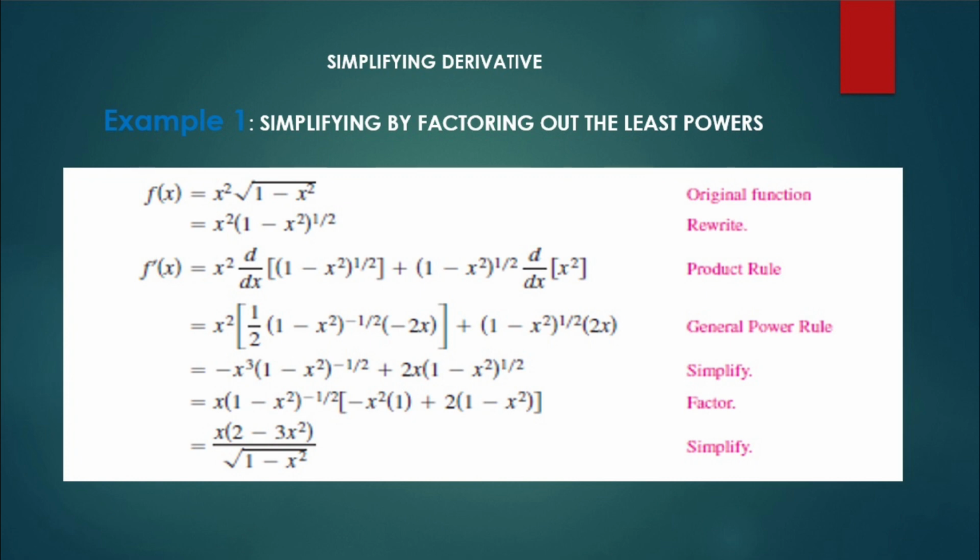So by factoring, we get x times the quantity 1 minus x squared raised to negative 1/2 times the quantity negative x squared times 1 plus 2 times the quantity 1 minus x squared. So by simplifying, we get x times 2 minus 3x squared, divided by the square root of 1 minus x squared.